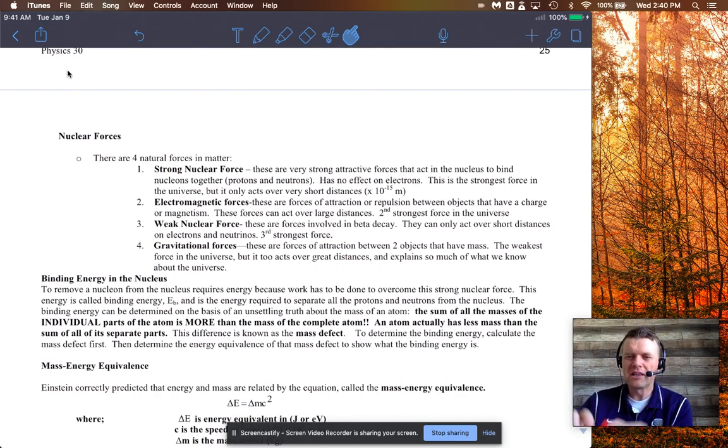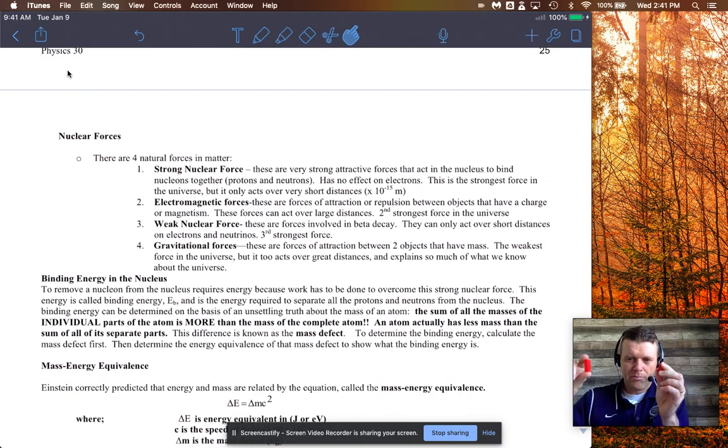But if you can get them close enough to each other, and it's a really close distance, it's got to be less than 10 to the negative 15 meters. If you get closer than that, then another force binds them together. That's called the strong nuclear force. That force is greater than the electromagnetic repulsion, and it holds the nucleus together. There's nothing in the universe stronger than that. But the major limit, of course, is that it can only act over small distances.